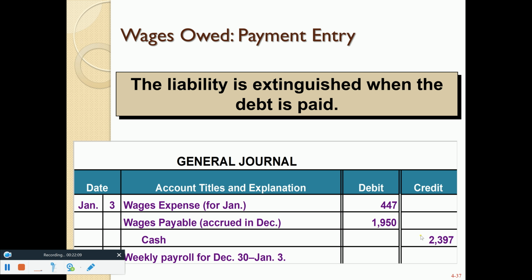Cash is going to be reduced by the full $2,397, but let's think about what was paid. $447 for January was paid. That is an expense in January. We are in January. It was incurred in January. It's an expense. But remember, at the end of December, we had this liability called wages payable from the prior adjusting journal entry. So we're going to reduce the payable. Payables are liabilities. They get reduced with a debit. So you see, this is a compound journal entry where we're recording, you can see, 3 accounts are affected. But indeed, the total amount of the debits equals the total amount of the credits.